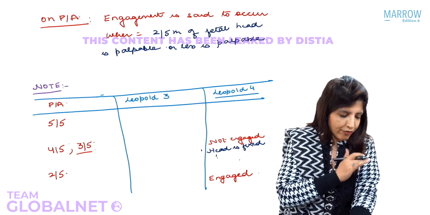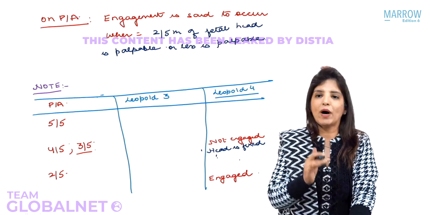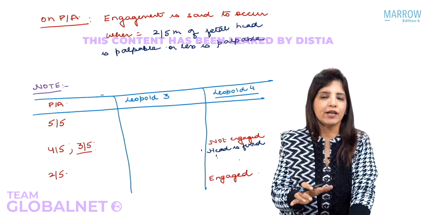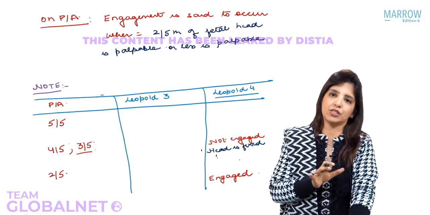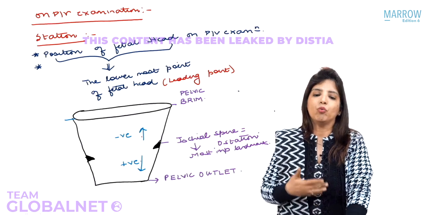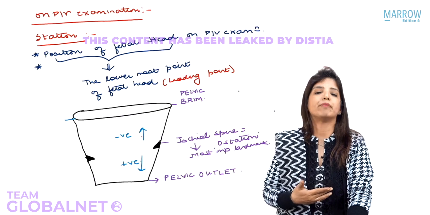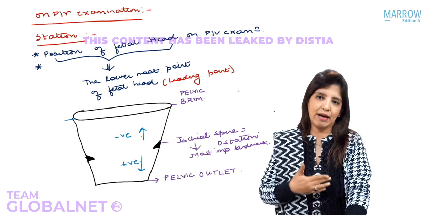Now, I want all of you to quickly fill up this table. I have told you everything I wanted to tell you in this table. So now, once you pause this lecture here, copy this table and fill it up, right? Now, the next method of knowing whether the head of the fetus is engaged or not is by per vaginal examination.